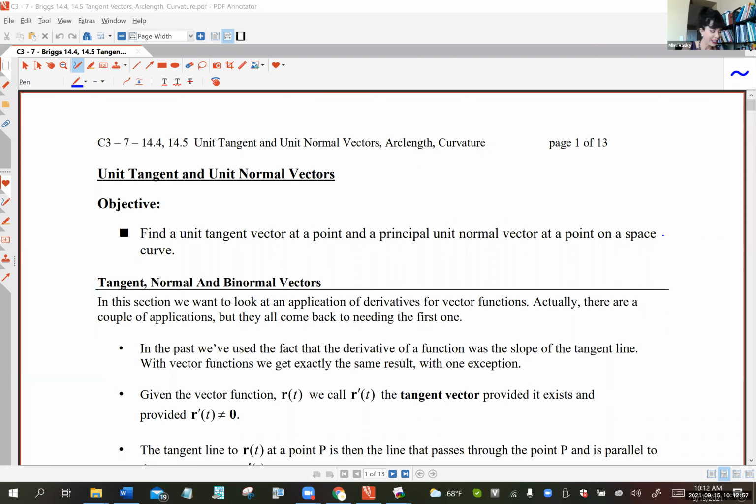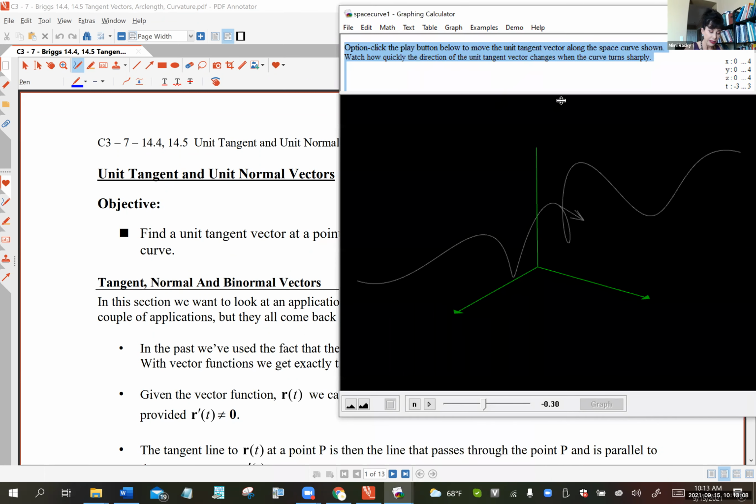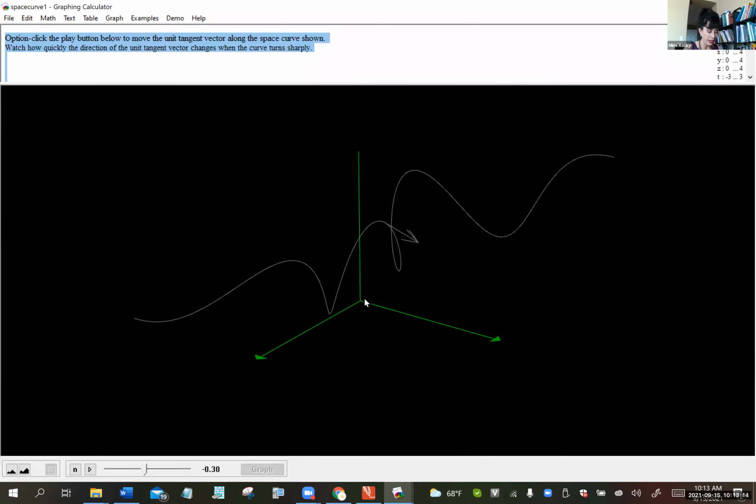So we're going to look at unit tangent and unit normal vectors. But before I do that, I want to show you a really cool picture to reinforce what we've been doing so far. I hope you can see my screen. It's got a curve on there. Can you see that curve? It's kind of light. It's got a lot of loopy loops in there, and I'm going to hit play.